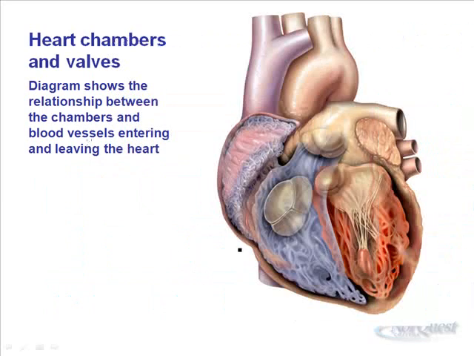Here's just another picture of the heart. It's kind of a see-through picture of the heart. We can see the valves. So here's an AV valve. And here is an AV valve. Notice you have that chordae tendineae there showing attached to the valve itself. Here we have a semilunar valve and a semilunar valve. And so I just like it. It's a nice picture of the heart. Shows the relationship between the chambers and the blood vessels entering and leaving the heart.